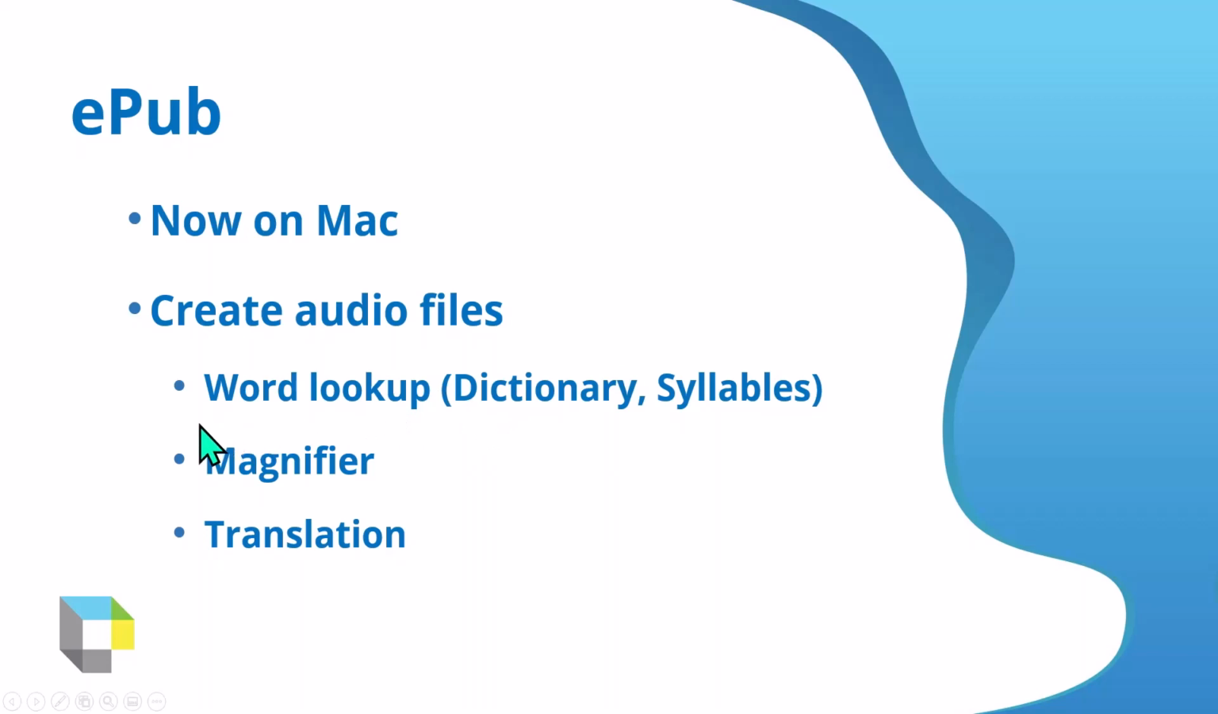If you can use your cursor to highlight a word, you can also use some of the reference tools. For example, the dictionary, the syllables, the magnifier, and the translation.